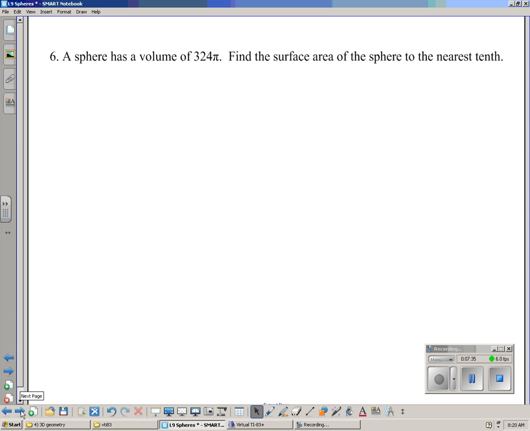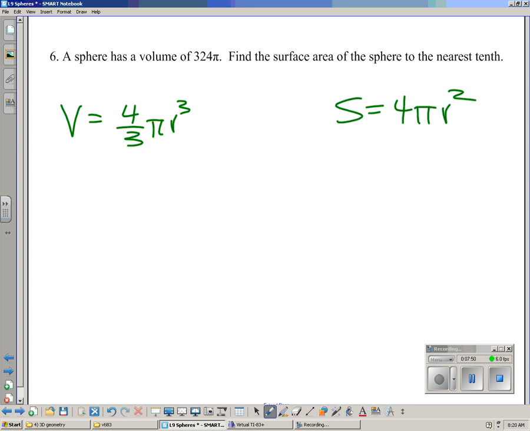Number 6, a little different. The sphere has a volume of 324 pi. We would like to find the surface area to the nearest tenth. So the volume of the sphere is 4/3 pi r cubed, and the surface area formula is 4 pi r squared. So volume, we're just going to start with because they gave us the volume, which is 324 pi equals 4/3 pi r cubed. And from this formula, we can get the radius, which we can then plug into the surface area formula and get an answer.